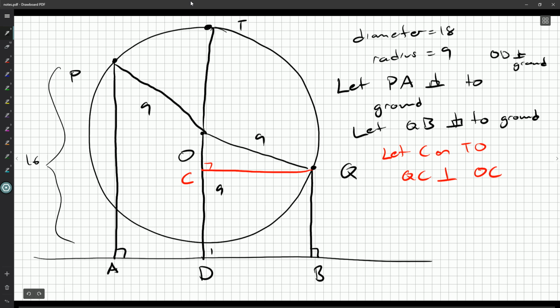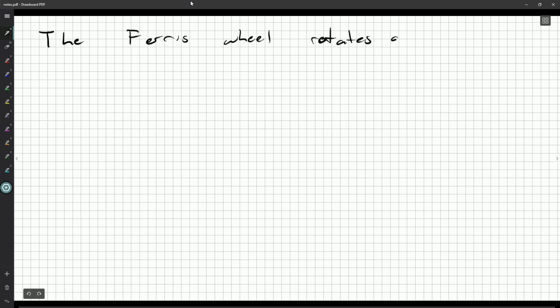We've used this, well, we haven't actually used this 16. We've labeled the 16, but one thing we haven't touched on is the fact that it takes 4 seconds to go from P to T, and it takes 8 seconds to go from T to Q. So we should probably use that in some way. Now, what you could say is the Ferris wheel rotates at a constant rate.